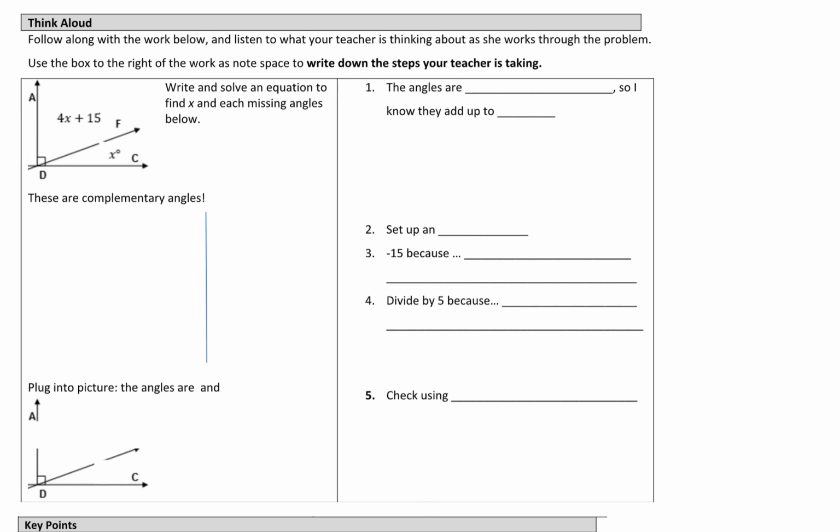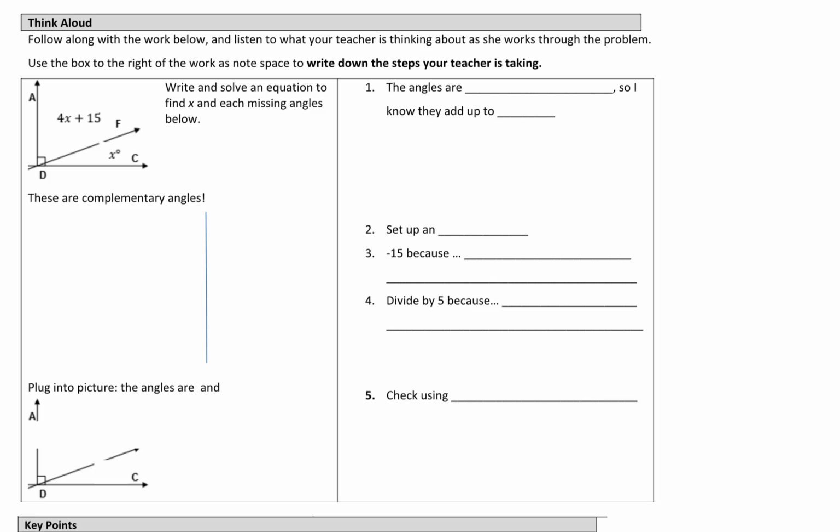We're going to start with a think aloud. So I'm going to solve the problem on the left. And while that's happening, I want you to fill in the steps that are here on the right. So here we go. We are given this angle picture and we want to write down and solve an equation to find x and each of the missing angles below.